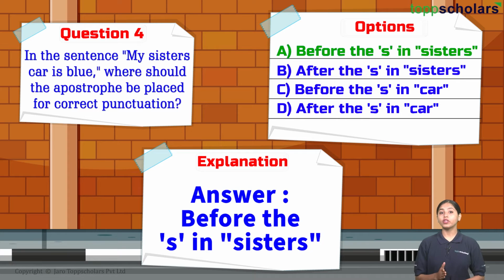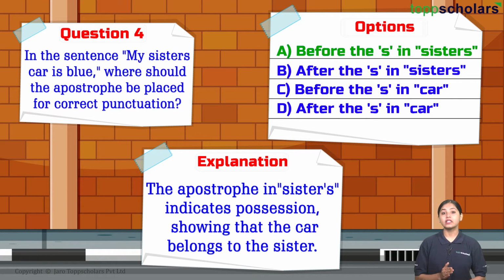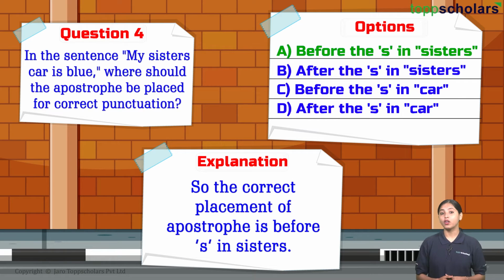Answer, before the S in sisters. The apostrophe in sister's indicates possession, showing that the car belongs to the sister. So the correct placement of apostrophe is before S in sisters.